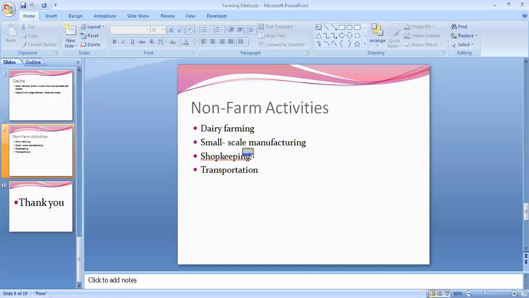The second non-farming activity is small scale manufacturing. Less than 50 people are engaged in manufacturing in Palampur. And manufacturing in Palampur involves very simple production methods and is done on a small scale. It means most of the manufacturing work is done at home or in the fields with the help of family labor.